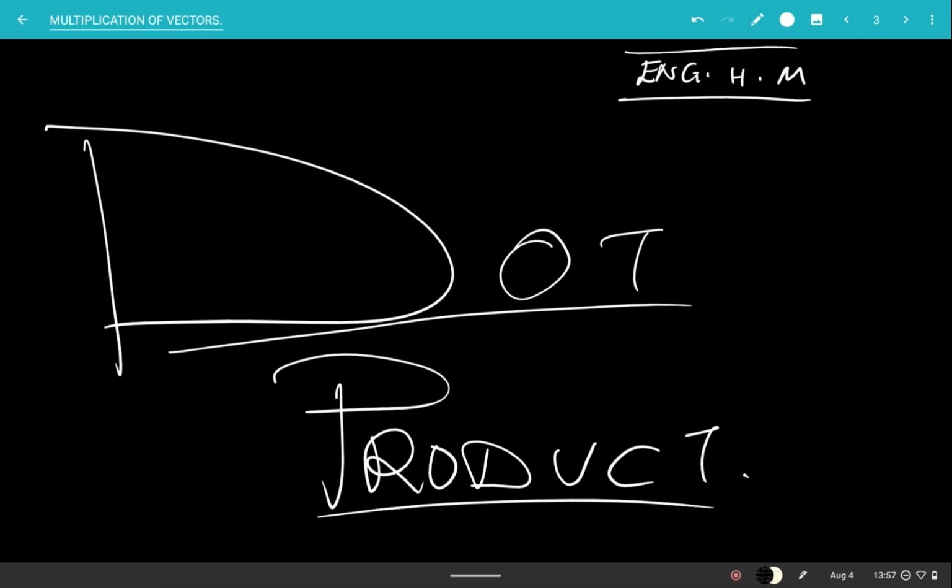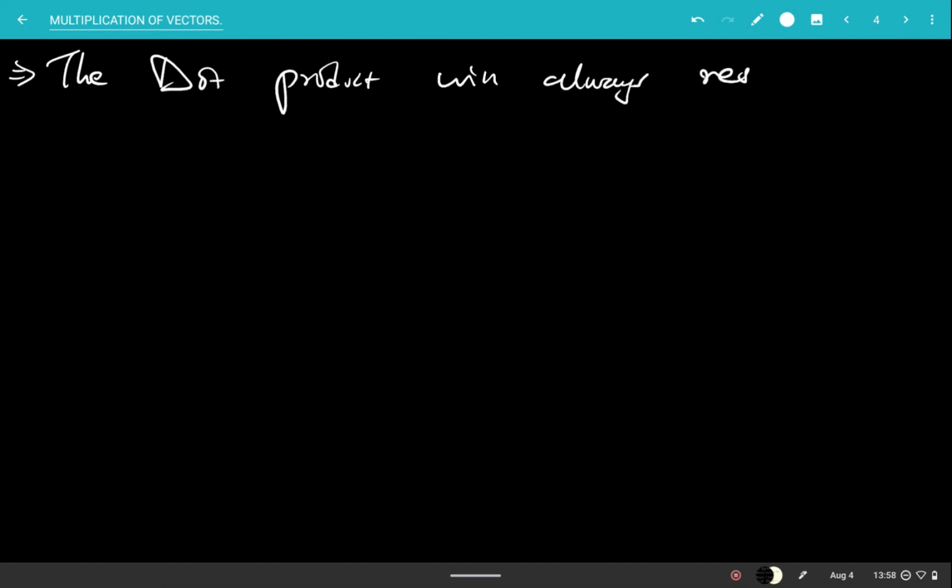Okay, so what you need to understand is this: a dot product will always result in a scalar value. So remember that. Just write it here. The dot product will always result in a scalar value. All right, so what I mean is this.